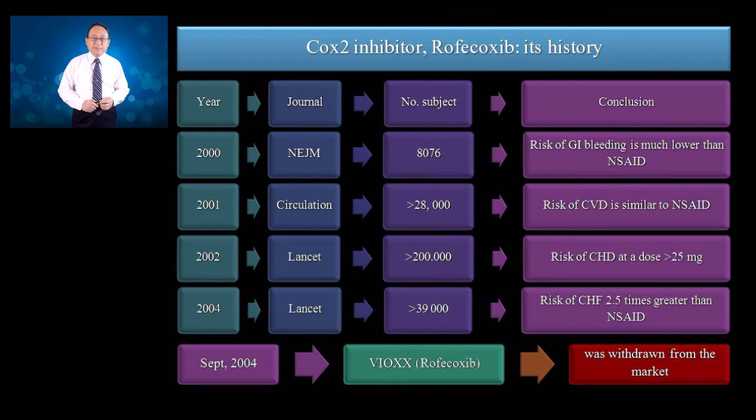And finally, in 2004, it was published in Lancet. It was found that the risk of congestive heart failure is 2.5 times greater than with NSAIDs. In 2004, this drug was withdrawn from the market all over the world. So it shows us that new evidence comes and changes the past evidence, showing a better decision not to prescribe rofecoxib.